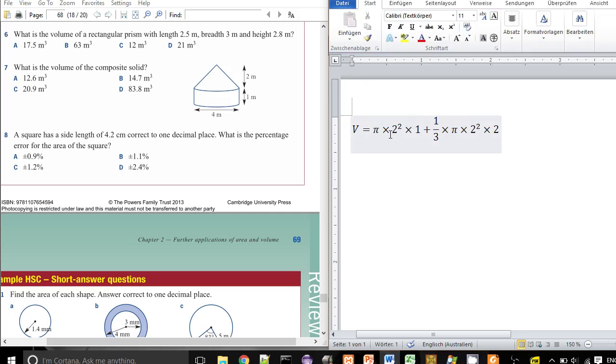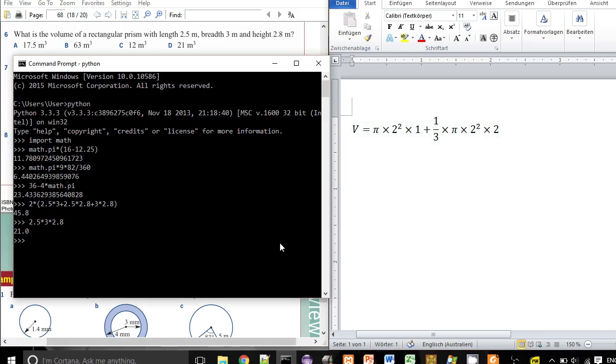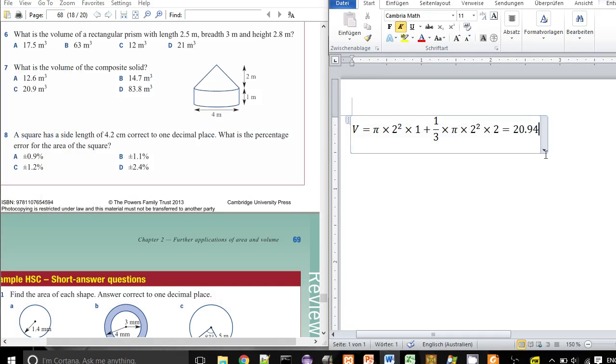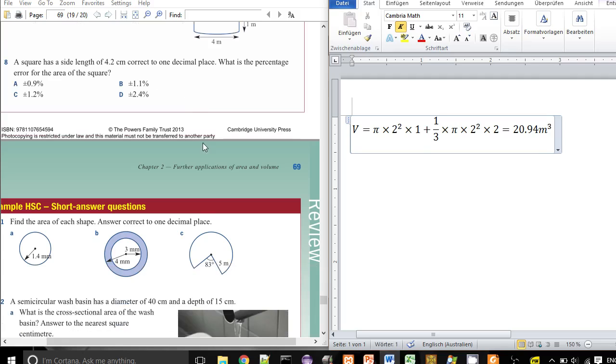See how they both have a pi? They both have 2 squared, which is just 4. So you can take that out. 1 plus 2/3. I'll just do it on the calculator. So times 4. Don't need to do times 1. A third times pi times 4 times 2. So I got 20.94. You get the units. So meters cubed. Okay, so C.